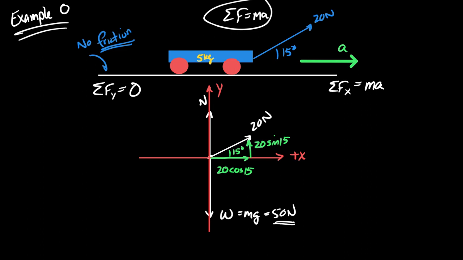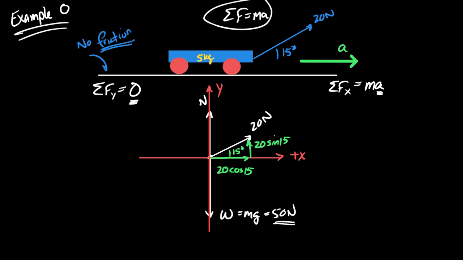Again, the reason you line up one of your coordinates, one of your axes with the acceleration, is so that one of these can be made the acceleration and the other one can be made 0.